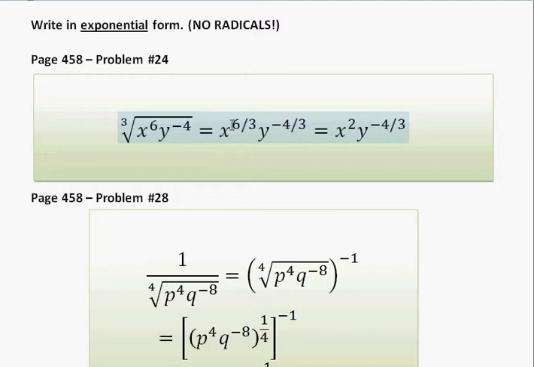Okay, now you can reduce these fractions, and I'm going to expect you to. I'm not going to expect you to leave these here. So 6 divided by 3 is 2, so we just have x squared and y to the minus 4/3, and leave it like that.